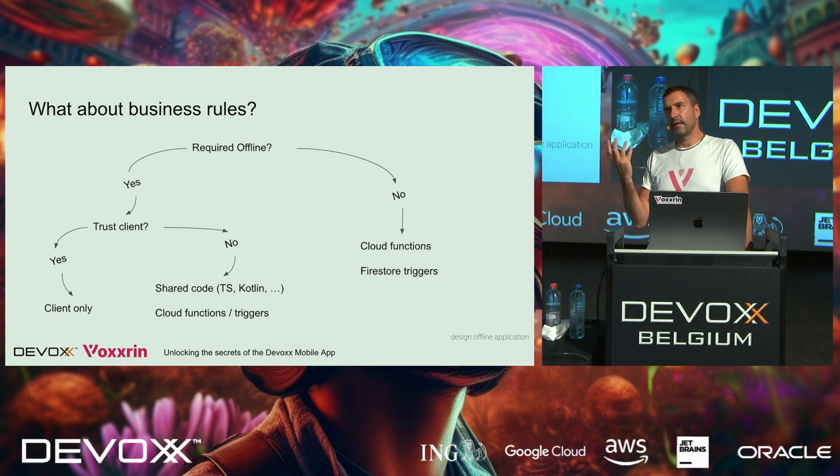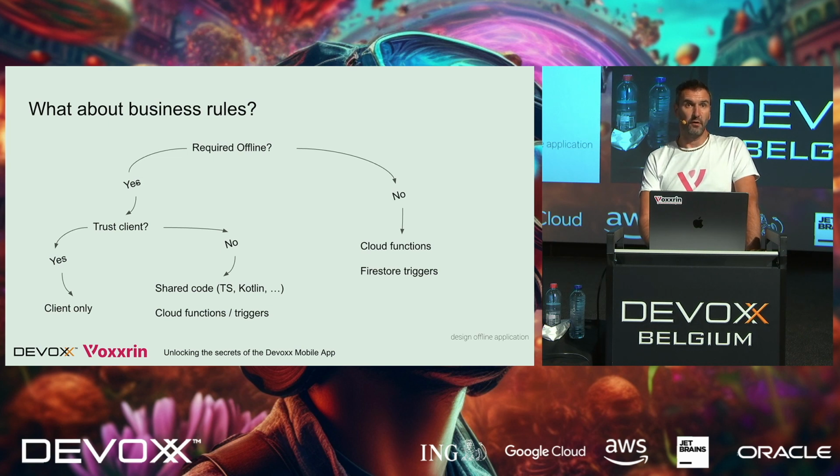The first thing that you need to answer is: is the business rule required for offline? Is it required to have the business rule applied when you are offline? If the answer is no, then you can just use code on the server, and here we will use Cloud Functions and Firestore triggers.